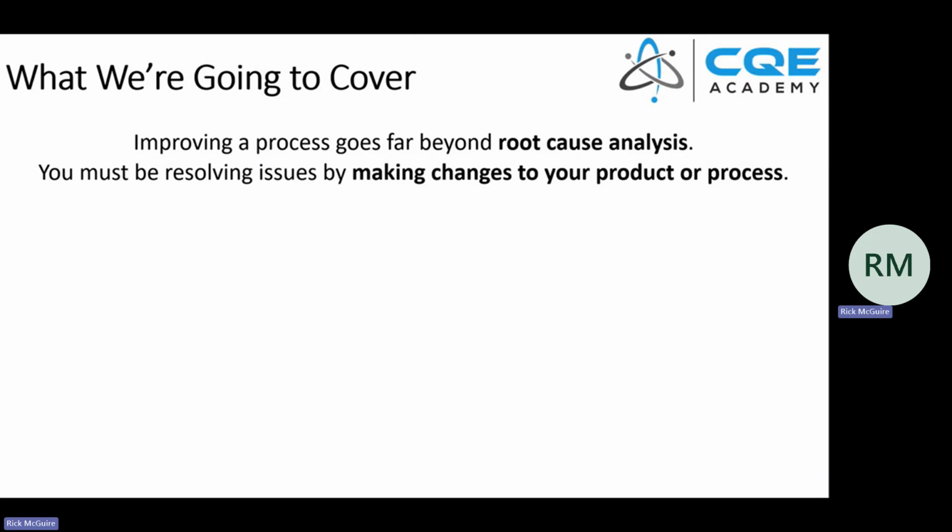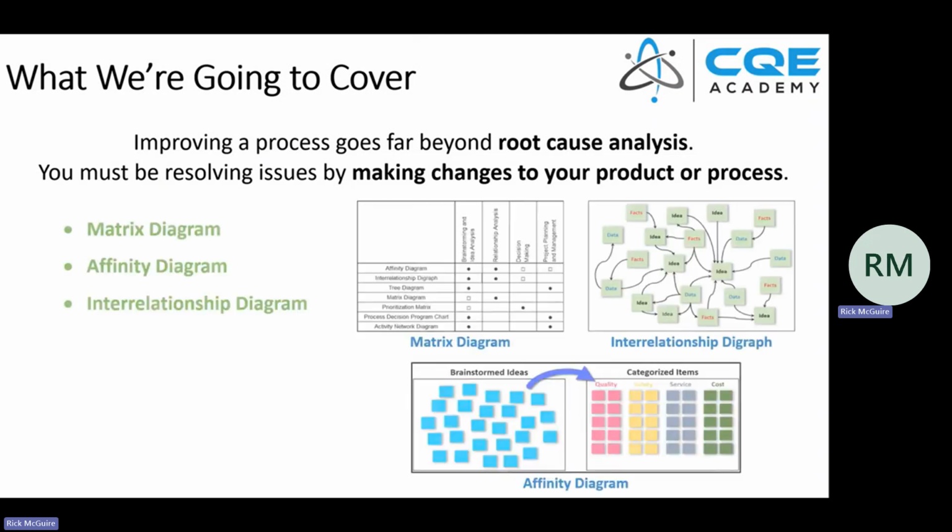The other thing that those tools don't really help you do is make changes to your product or your process. Once you know the root cause, you have to go through a process to implement corrective actions. And so that's what a chunk of these tools is for, actually making changes to your product or process. These first 3 tools are the matrix diagram, the affinity diagram, and the interrelationship diagram.